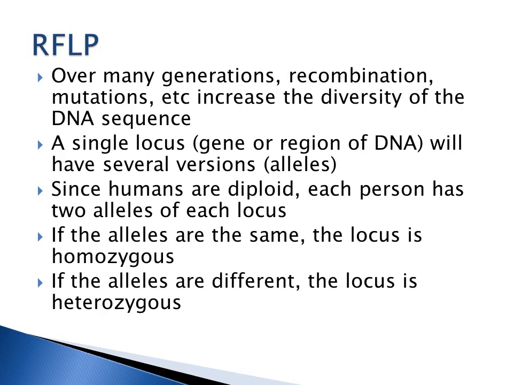So over many, many generations, you get recombination events, mutations, a lot of other events that can alter the DNA sequence, which is going to increase the diversity of your DNA sequence. So a single locus, meaning a gene or a region of your DNA, will have several versions or alleles. And since humans are diploid, each person is going to have 2 alleles for each locus. If the alleles are the same or identical, then that locus is homozygous. And if the alleles are different, then the locus is heterozygous.